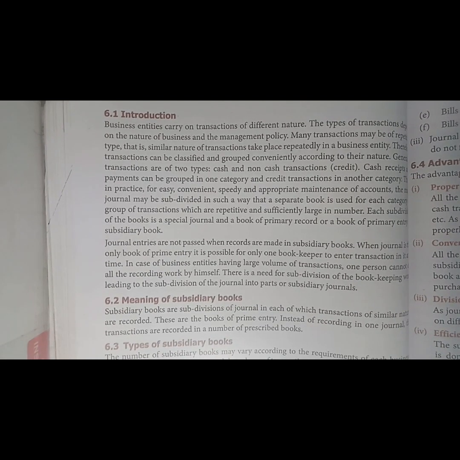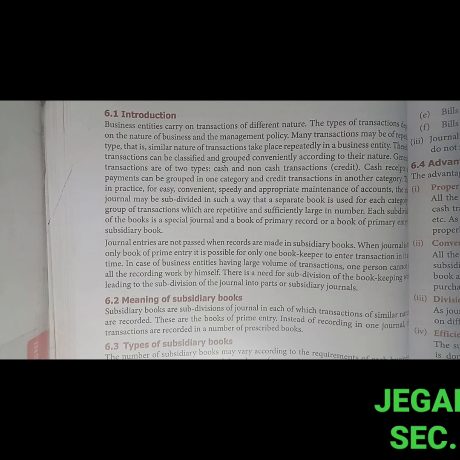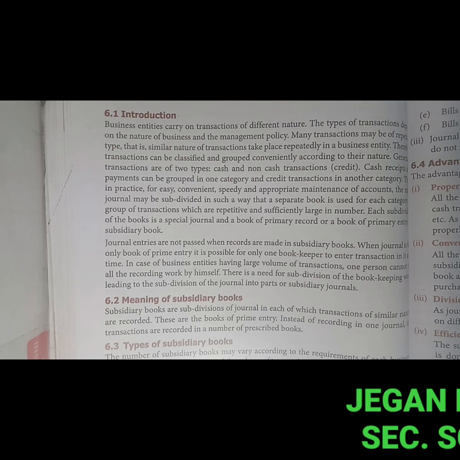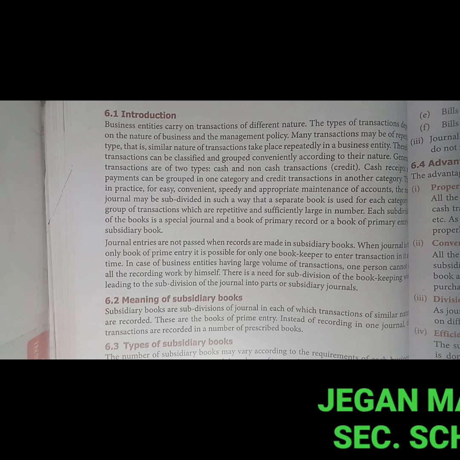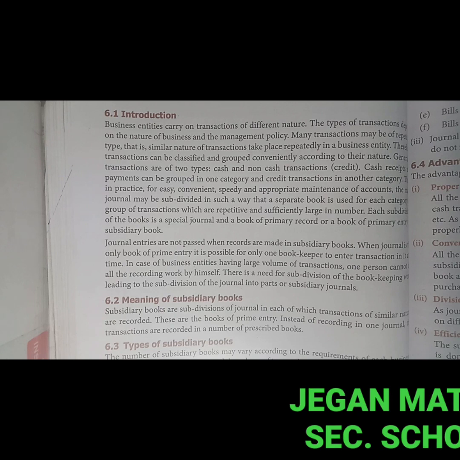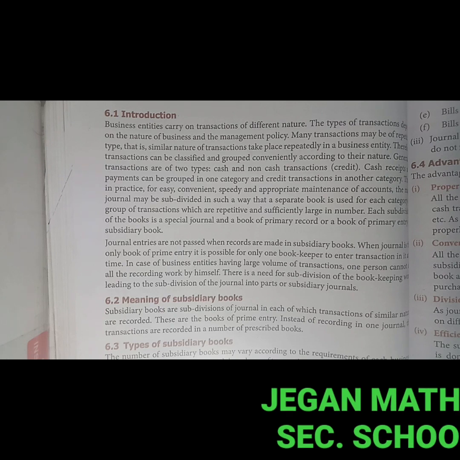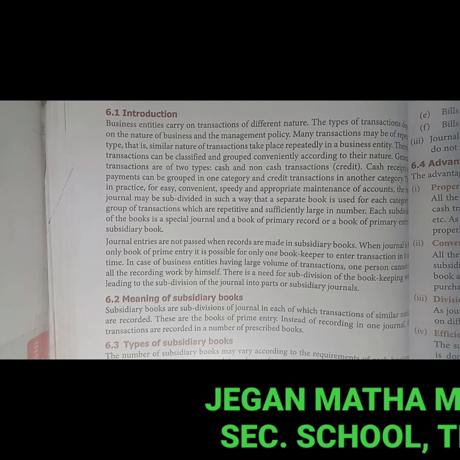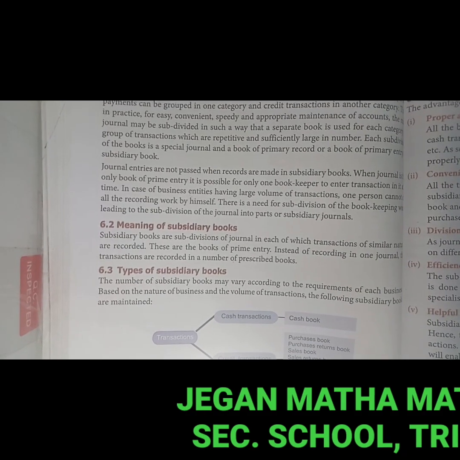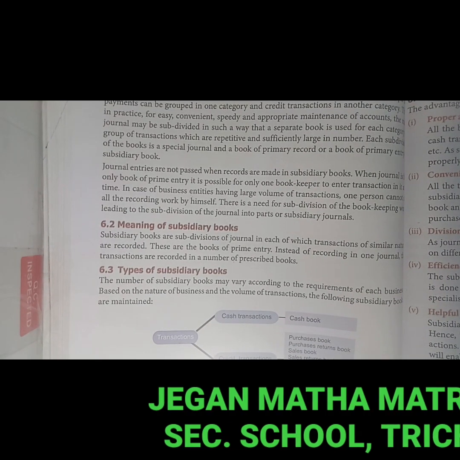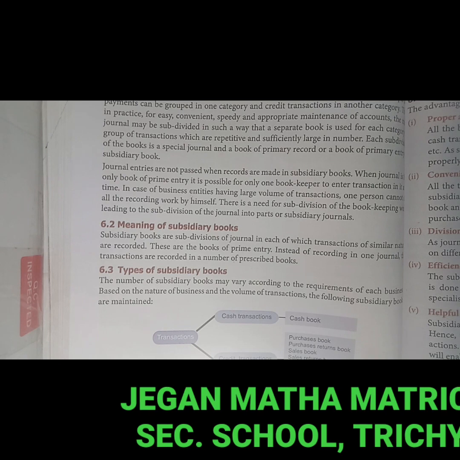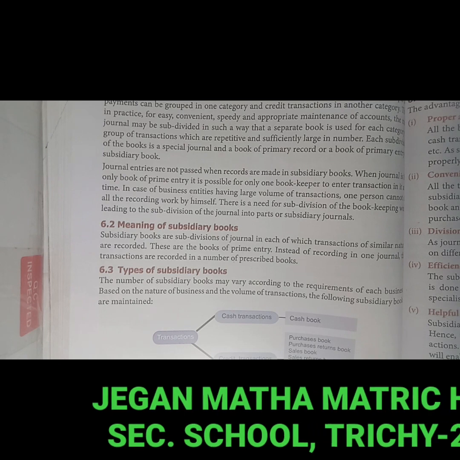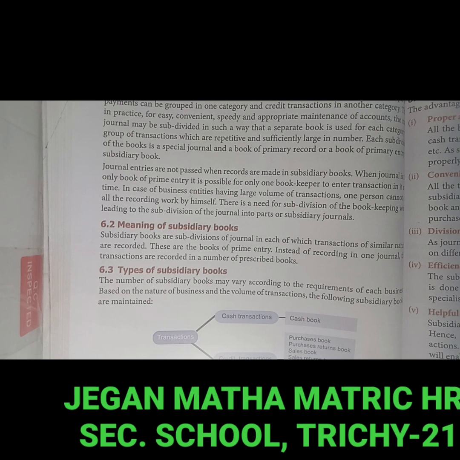Okay, so what is meant by subsidiary books? Subsidiary books are subdivisions of the journal, in each of which transactions of a similar nature are recorded. These are the books of prime entry. Instead of recording in one journal, the transactions are recorded in a number of prescribed primary books. This is called the subsidiary books. Next, types of subsidiary books. The number of subsidiary books may vary according to the requirements of each business. Based on the nature of the business and the volume of transactions, the following subsidiary books are maintained.